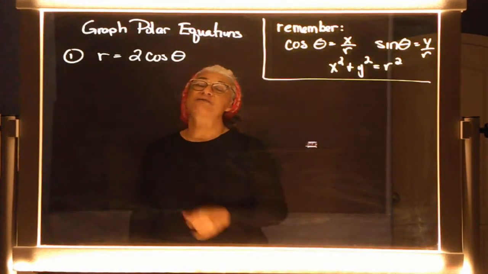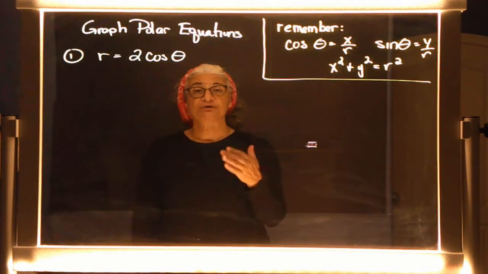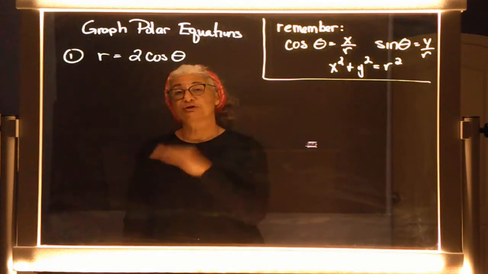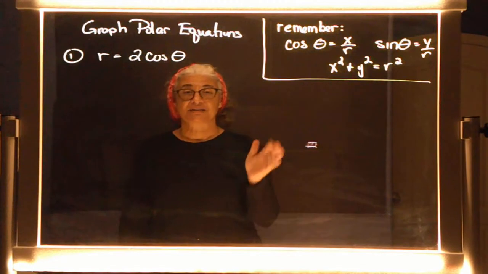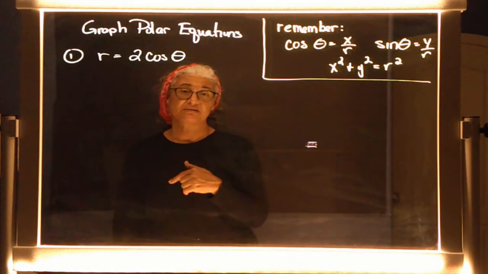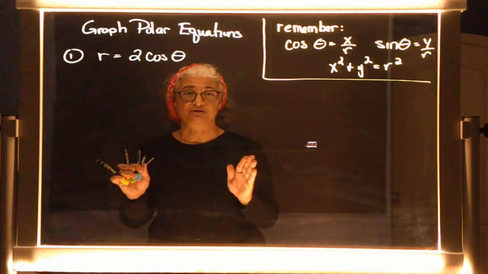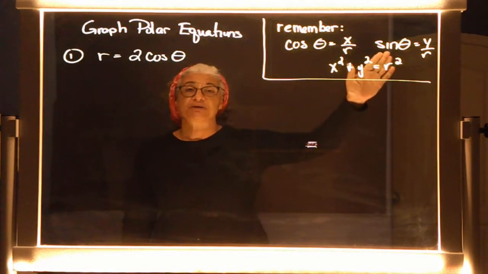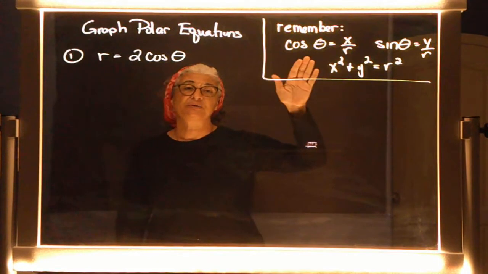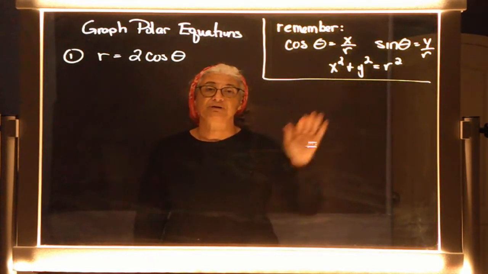Okay, so let's look at this first equation. They're asking us to graph this polar equation. Now, in order to graph it correctly, we're going to need to take this polar equation and convert it to a rectangular equation. Again, I suggest that you look back at that polar coordinate lecture that I did before, because it shows us how to convert between the 2 different equations. I put these items up here to remember, because that's what we're going to be using. The fact that cosine of theta equals x over r, sine of theta is y over r, and x squared plus y squared equals r squared.